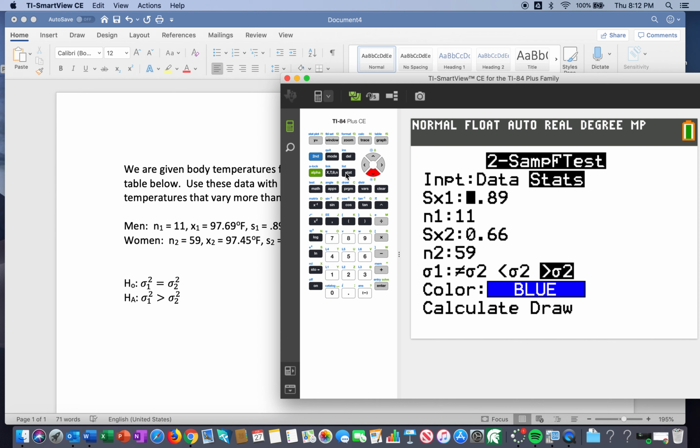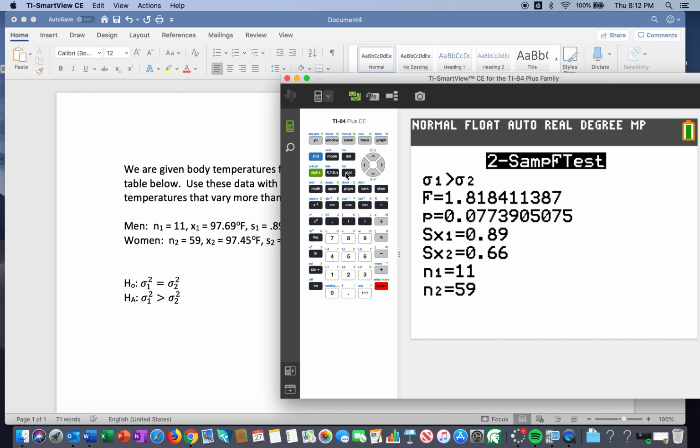All it asks for is the sample standard deviation and the N, the sample standard deviation and the N. Make sure you get those in the right order. The biggest one should come first. I've already highlighted greater than, so I'm going to go to calculate, and just like that, it's going to give me all I need. It tells me up here that I did greater than. It gives me the F statistic, or the test statistic. It gives me my p-value, 0.07, which is higher than 0.05. So just with that fact alone, I already know I'm going to fail to reject the null.